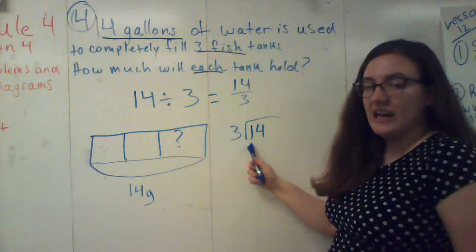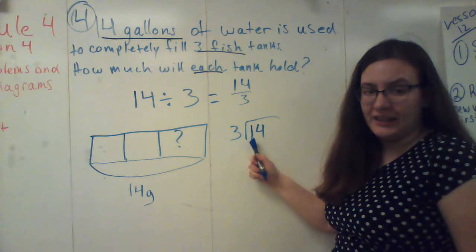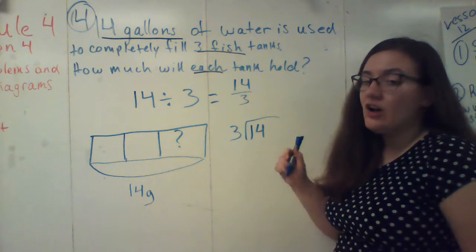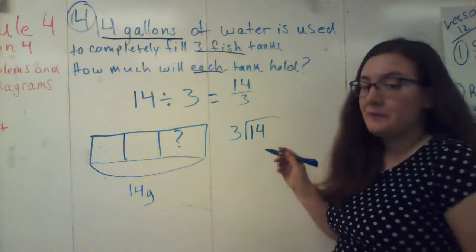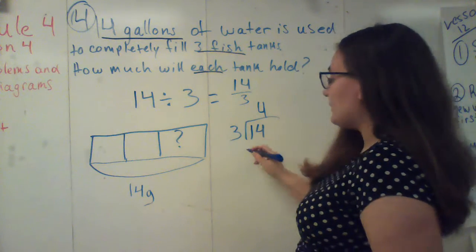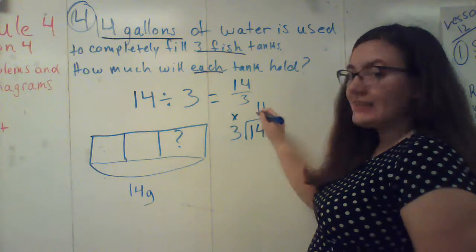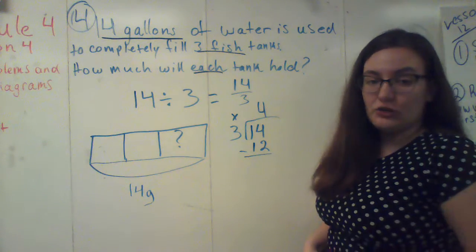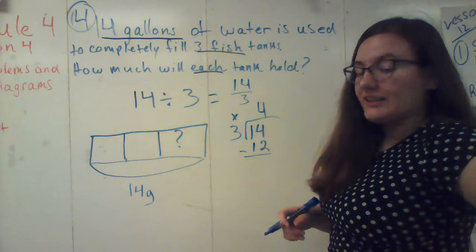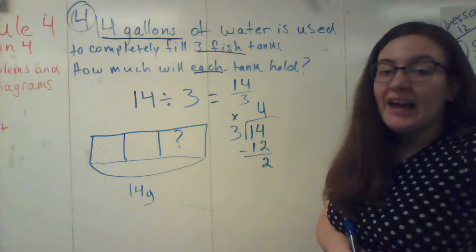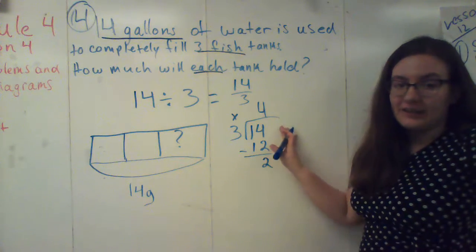So 3 does not go into 1, so I'm going to skip over to 3 into 14. How many times does 3 go into 14? Well, I could do 3 times 4, which is 12. So I'll put a 4 up there, and then I multiply. 3 times 4 is 12. And then I need to subtract. So I do 14 minus 12, which is 2. And then I'm going to stop right there.